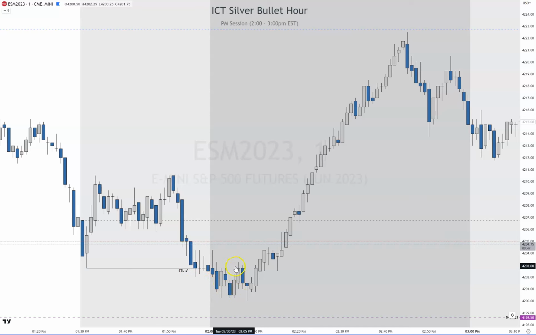Now we're looking for a market structure shift. Okay. Well, you get one right here. Market structure shift with this. Is there a displacement? There's not. So we can't take a trade.